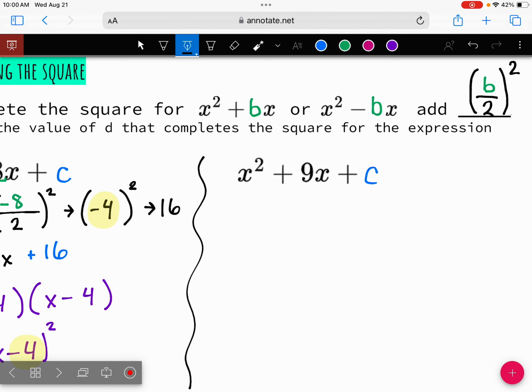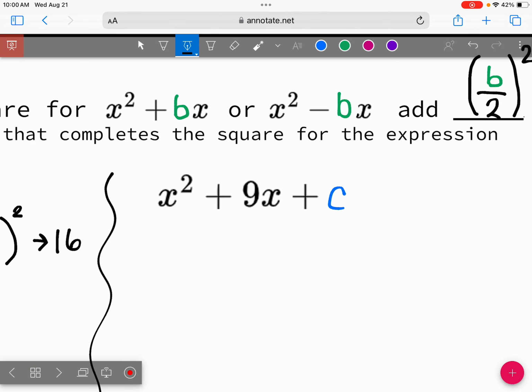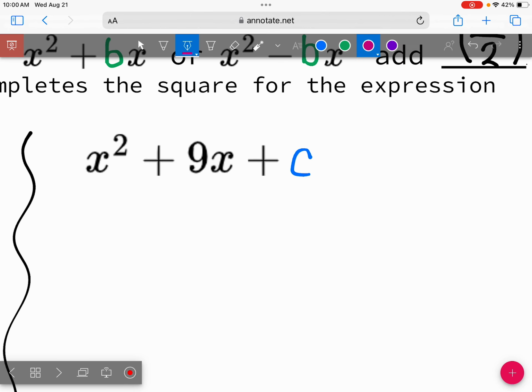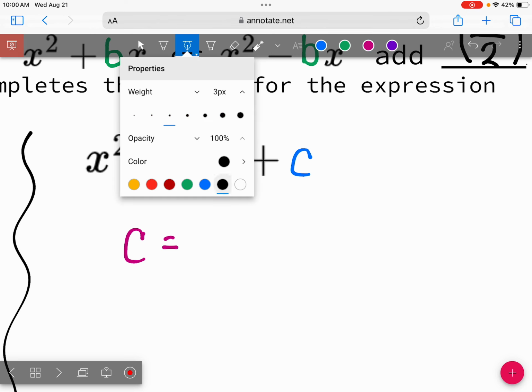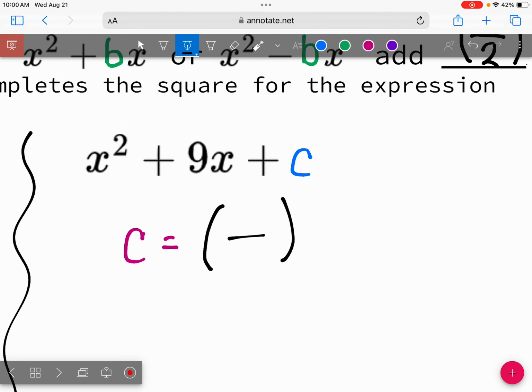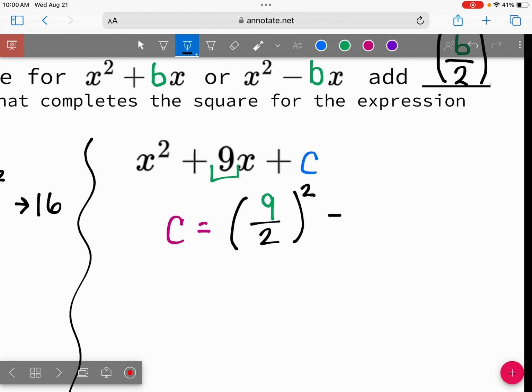So our C we're going to get from doing the little formula up at the top. We're going to take our C and find it by taking the B, which is our 9, dividing it by 2, and then squaring. You can leave it as a fraction, or you can put it as a decimal. I genuinely do not care. Whatever you like better, as long as you know how to square a decimal.